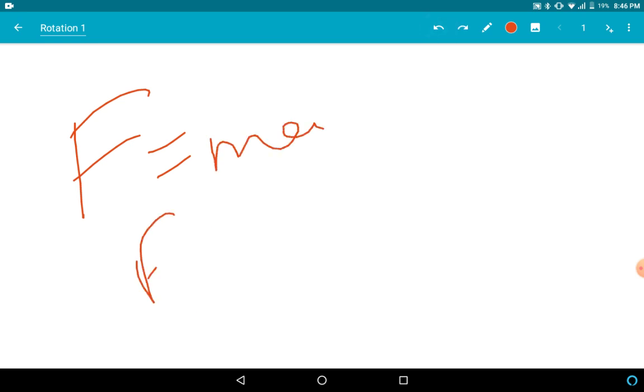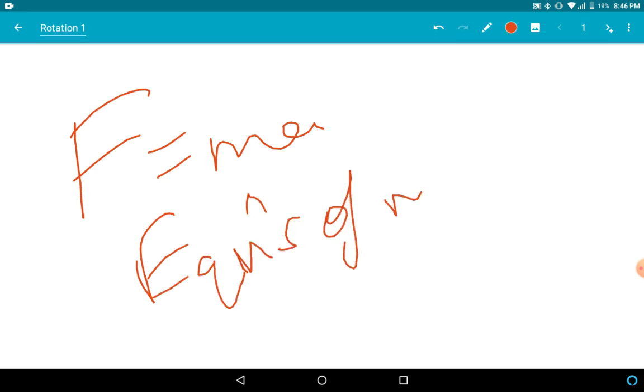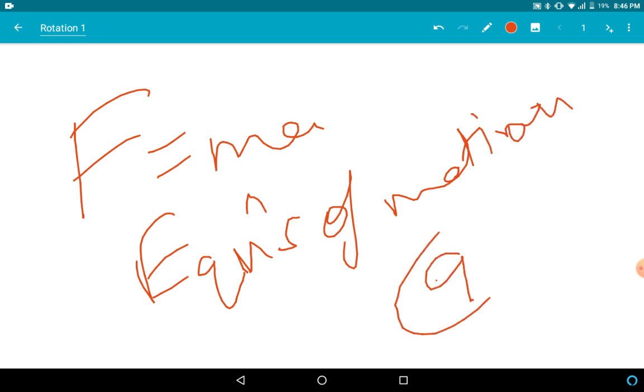Let me rewrite this again. Equations of motion. This is from class 9. It will be needed. It is needed. Okay, so these two we had studied for what we call the translational motion.